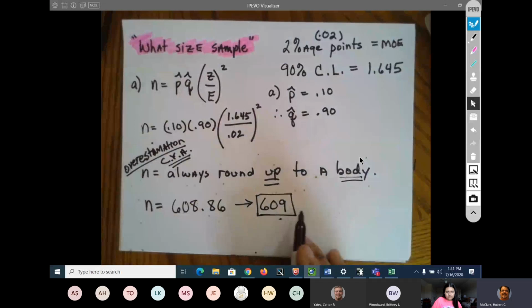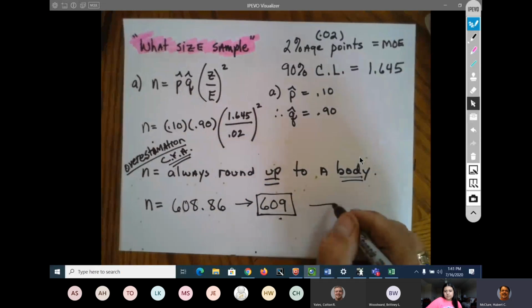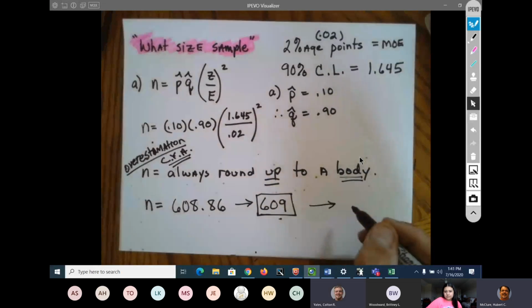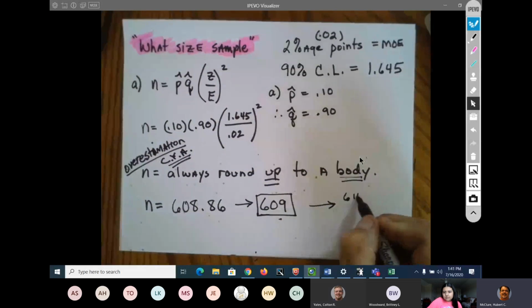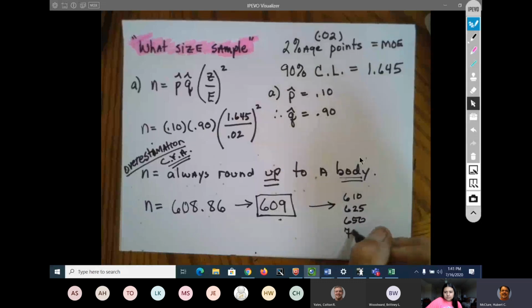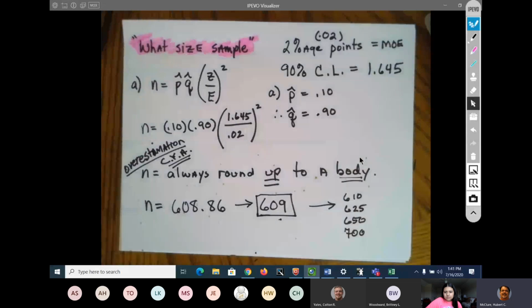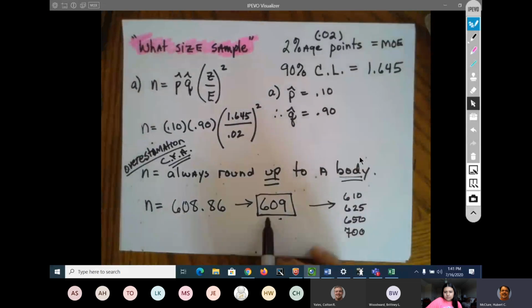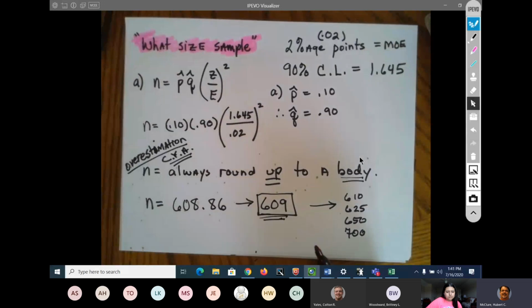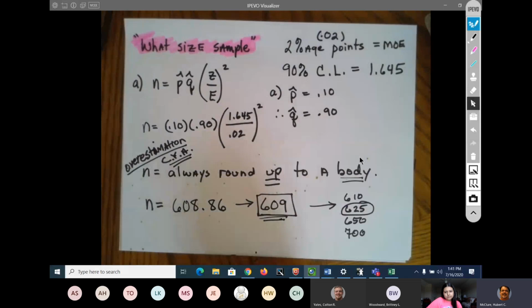Of course, if you were in the real world, you wouldn't do 609. You would do 610 or 625 or maybe even 650. Real ambitious, 700. But that's the real world. Okay? 609 is the answer to this problem. But I would probably do at least 625 if I was sending out surveys, or 650. Okay? And that's the 2 type questions that you're going to get.